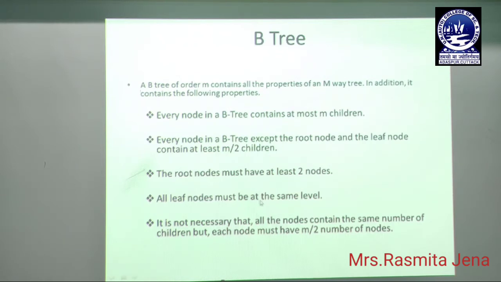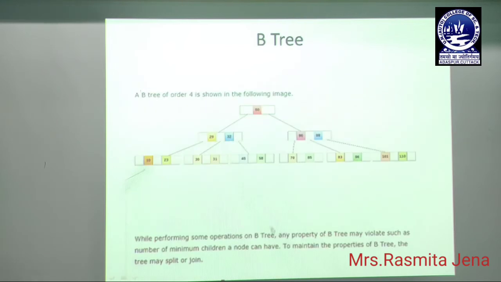All the leaf nodes must be at the same level. That means whatever the branching in the B tree, the leaf nodes of all the subtrees should end at the same level. And it is not necessary that all nodes contain the same number of children, but each node must have at least m by 2 children. Okay, so let us see one example of a B tree. This is a B tree of order 4.